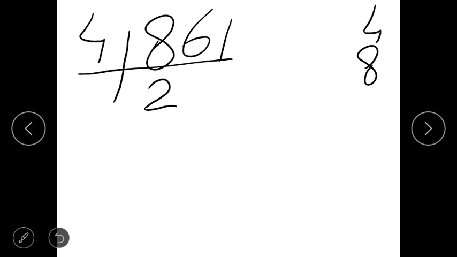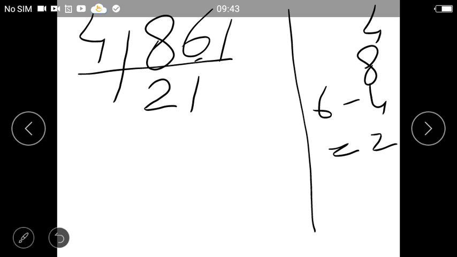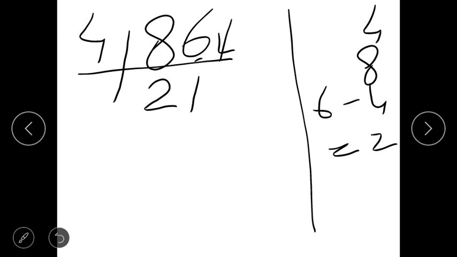Understood? Now here 6 is there in the 10th place. So 4 ones are 4, 4 twos are 8. 8 is more than 6. So we'll go one time only, 4 once. That is 4. Now 6, which is given here in the 10th place, 6 minus 4. What is left? 2 is left. So here you got the number 21.